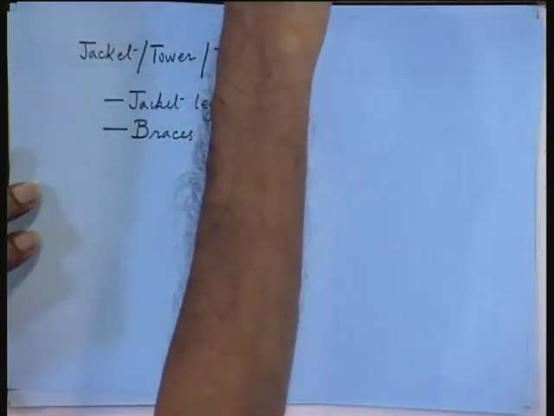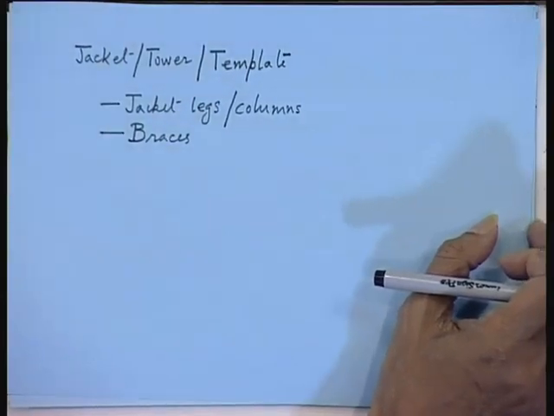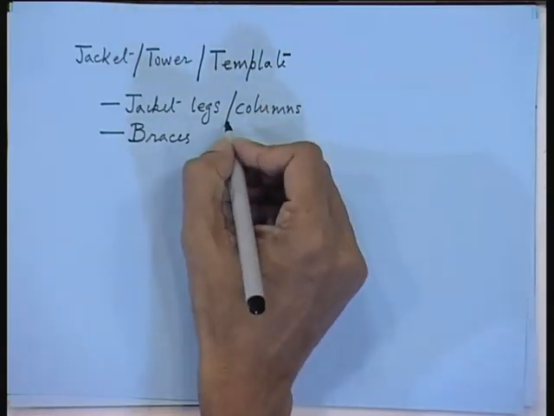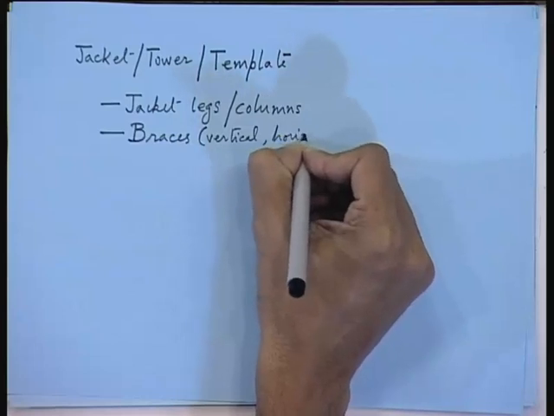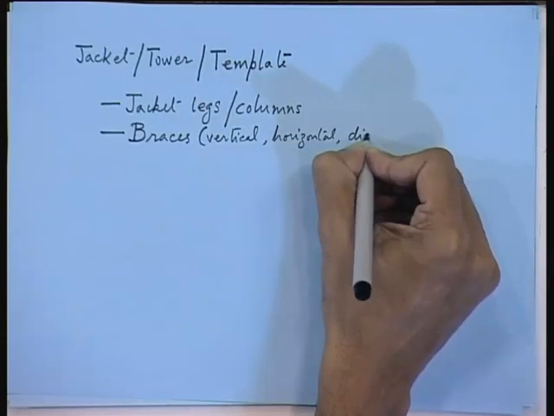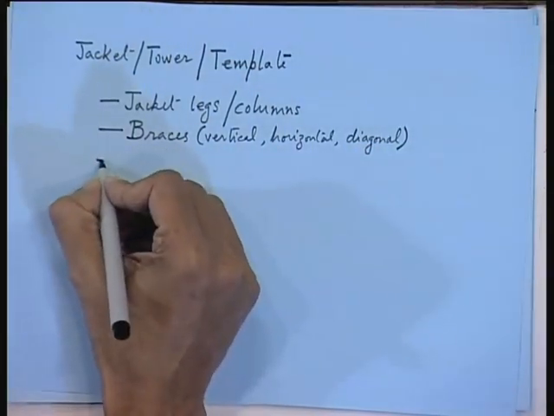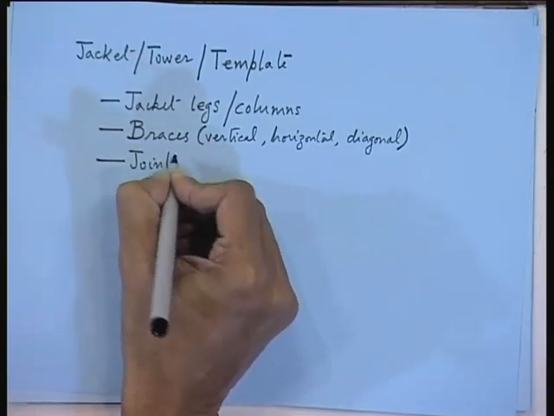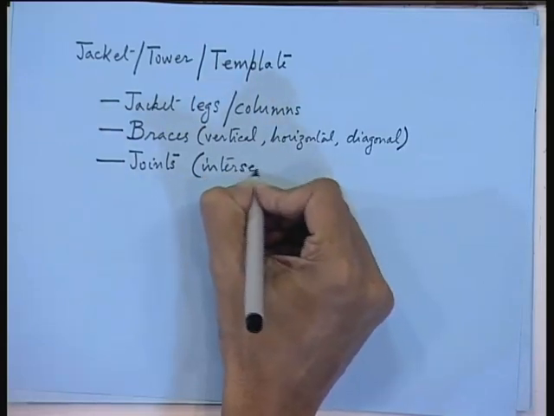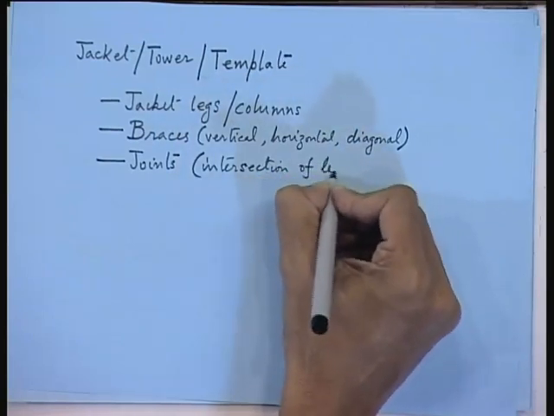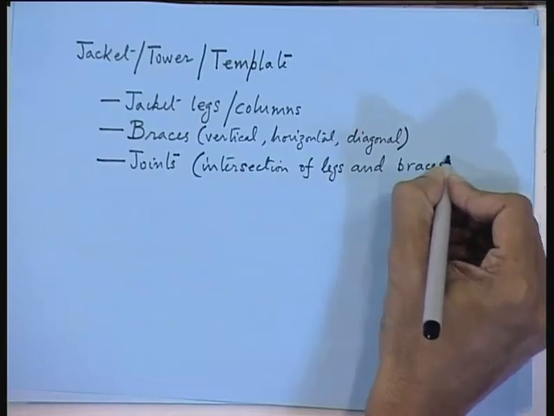Now, the truss, that is your wind truss that you design, and also the braces, there is a systematic arrangement for doing that. Do not do it haphazardly, because that will give rise to undesirable stresses. Now, braces can be vertical, it can be horizontal, and it also can be diagonal. Now, next is joints. So, these are intersections of legs and braces. Now, this has to be done very carefully, because most of the structural failures occur at joints.